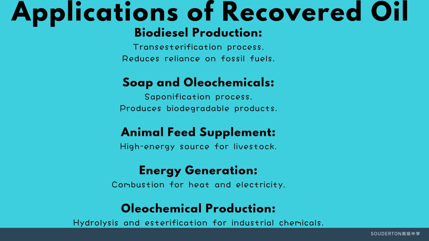The fourth one can be generated as energy. Because of recycled oil, combustion produces heat and electricity. The fifth is oleochemical production. It covers hydrolysis and esterification of industrial chemicals.